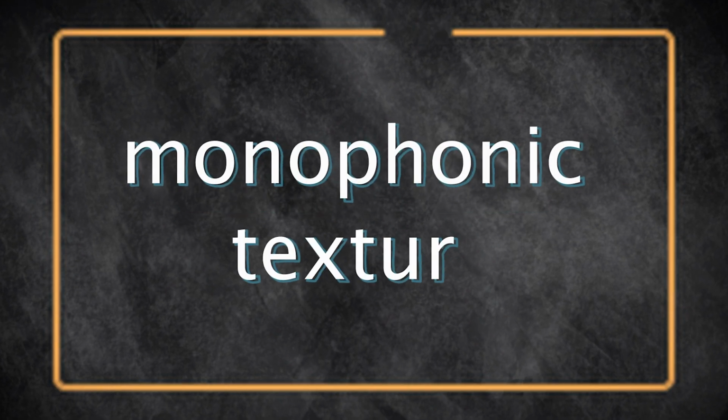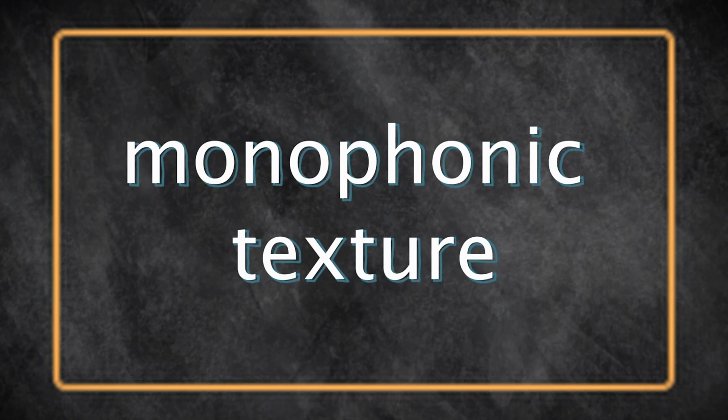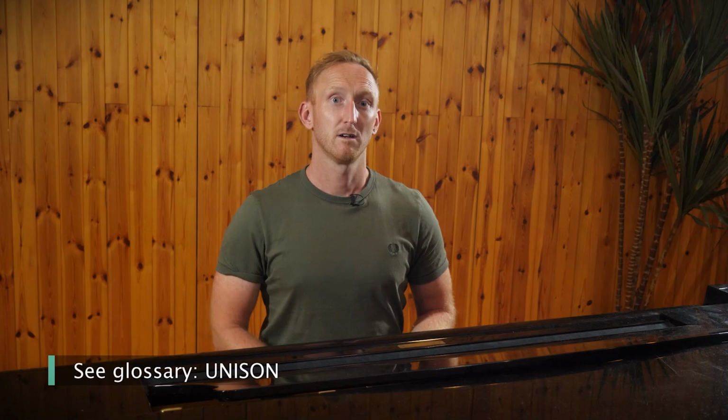A monophonic texture is one single melody played by two or more instruments in unison. Unison means at the same time. For example, here's the main melody in Schubert's Death and the Maiden played in a monophonic texture.